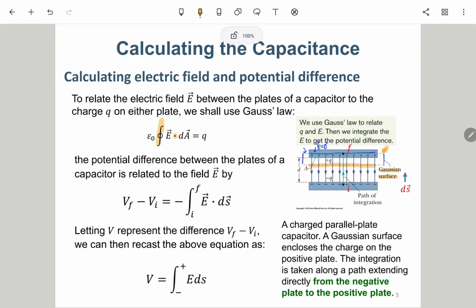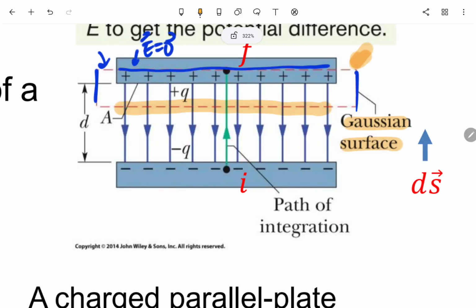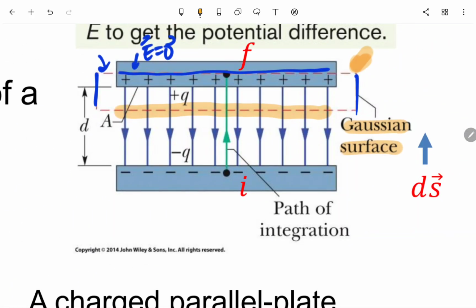Just as I mentioned, we already assume that the E field between the parallel plates is constant. The top plate is positive and the bottom plate is negative, so the E field is pointing downward all the way. So we would like to integrate from the negative terminal to the positive terminal.